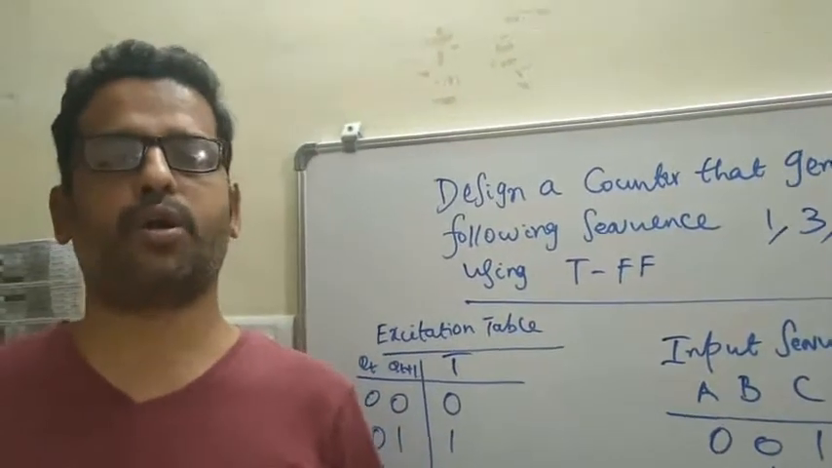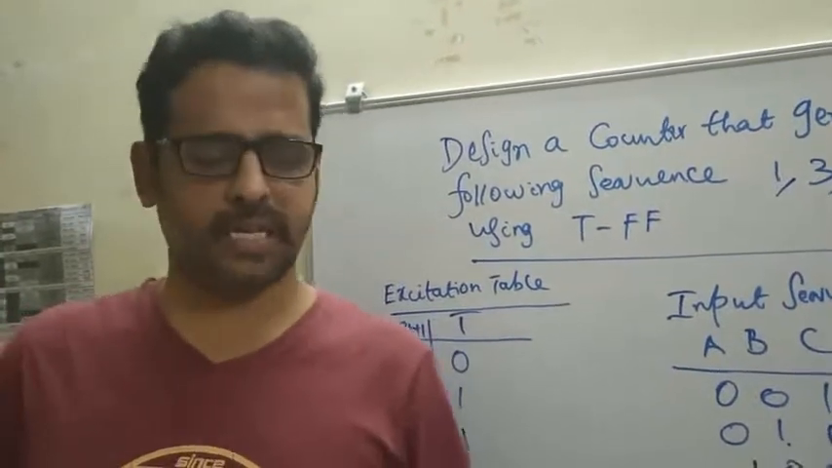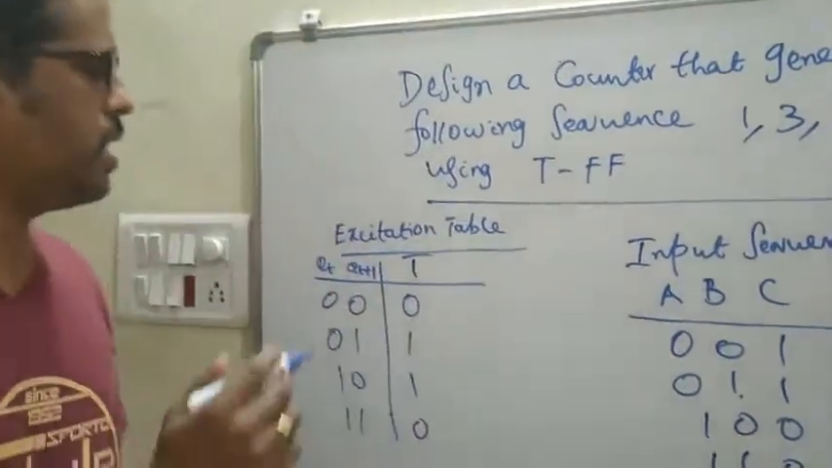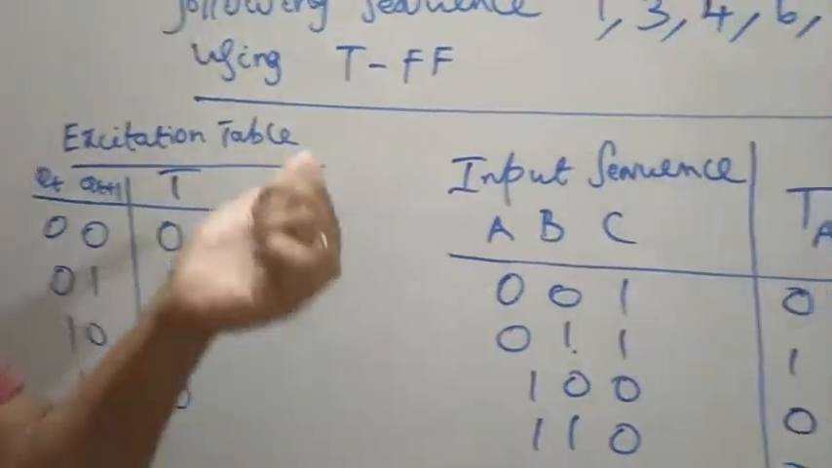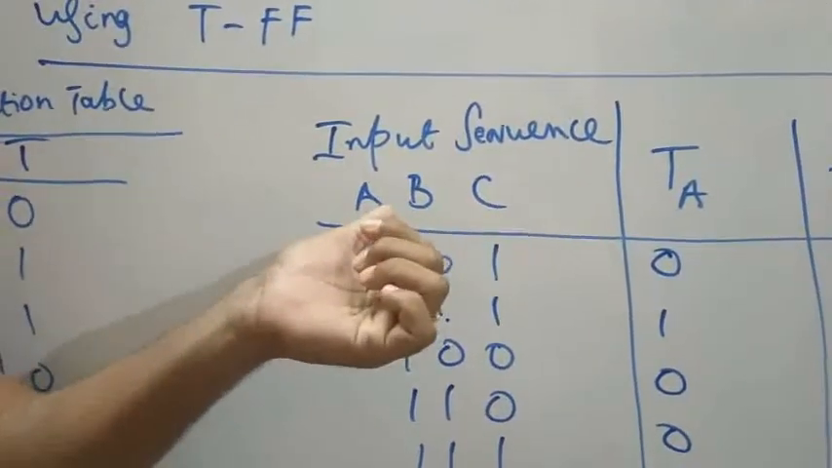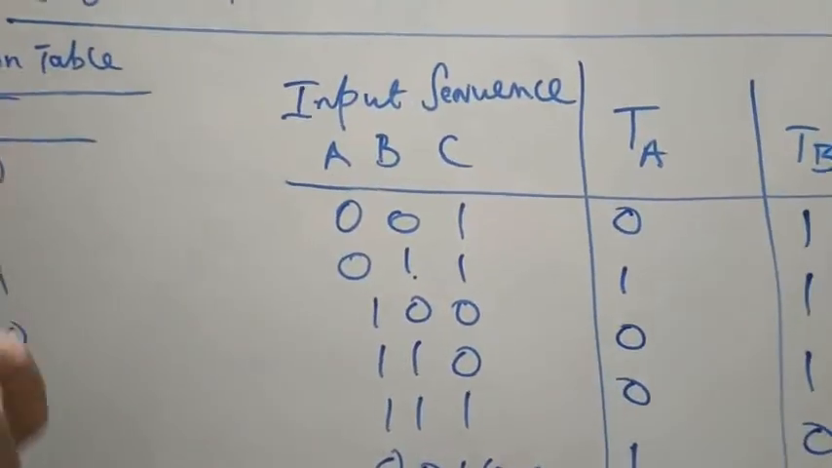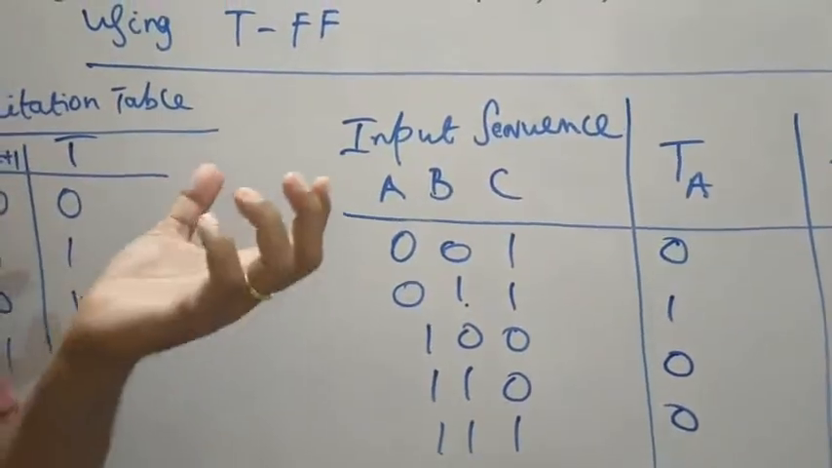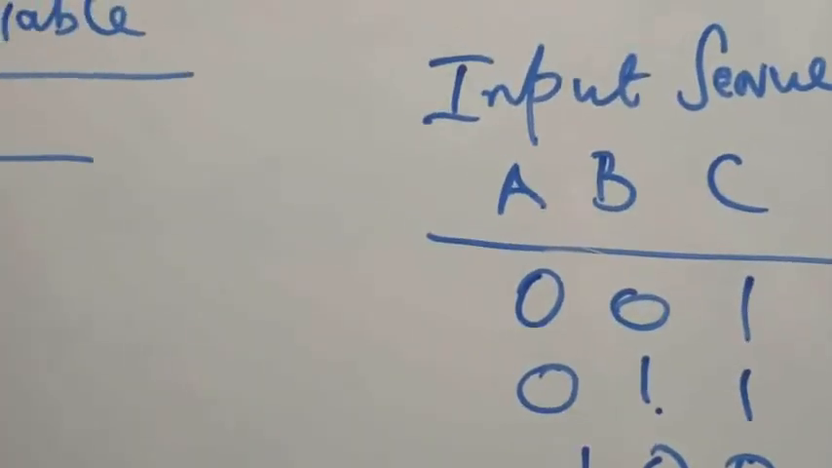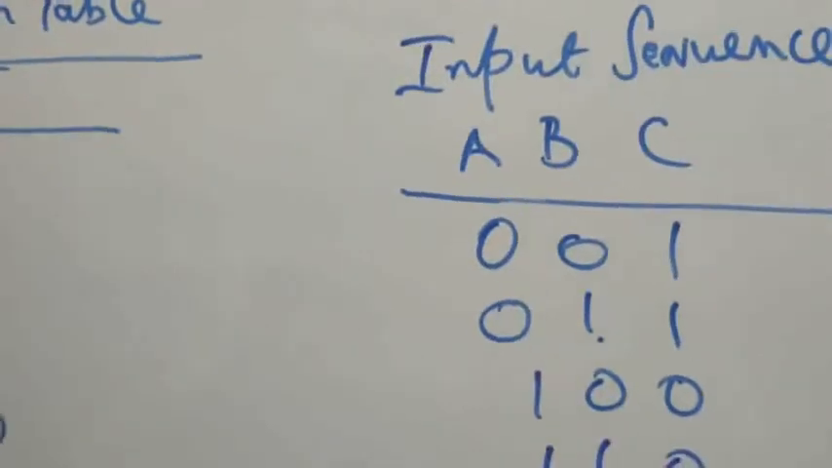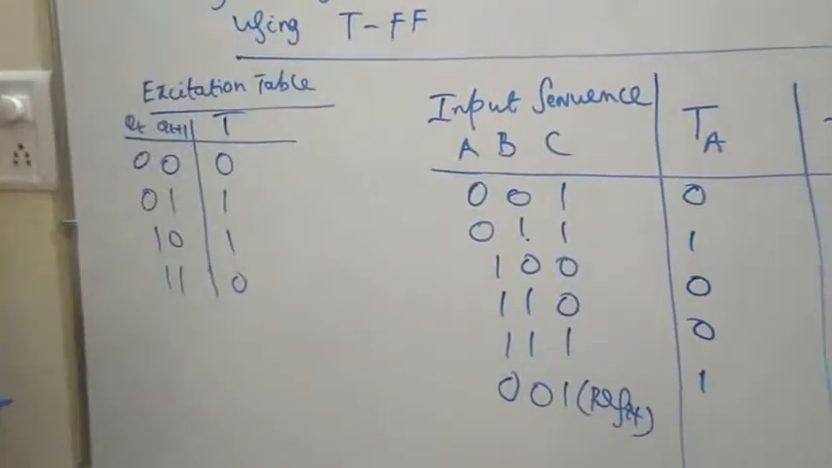As I already told you, any counter design involves 3 steps. First, you should know the excitation table of the specific flip-flop. Then, you should write the input sequence table, followed by finding the input for each and every flip-flop. Finally, you end the design with the circuit. So now we are going to design using the T flip-flop.